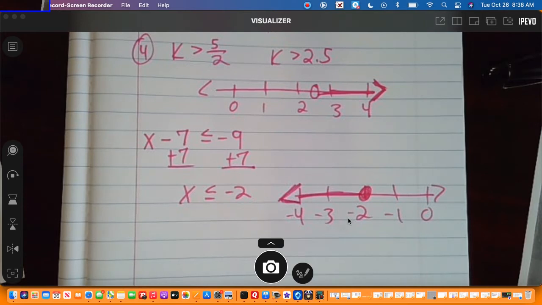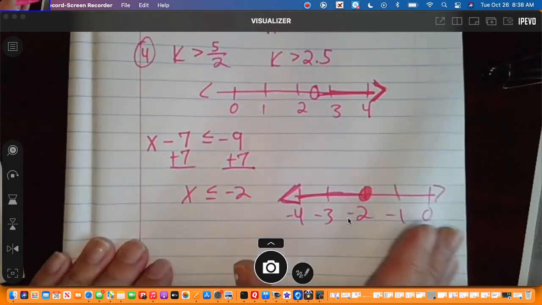Do I need to do number 7 or do y'all want me to skip it? Anybody want me to do number 7? You can skip it. It's just like it. So we're okay.